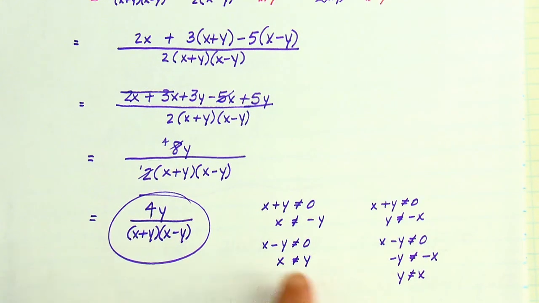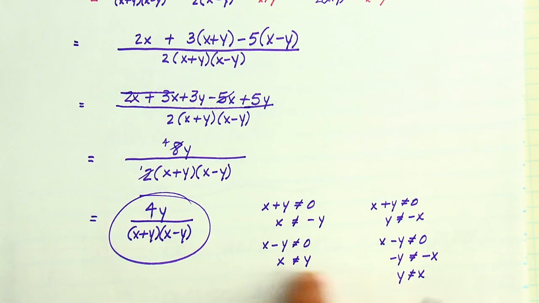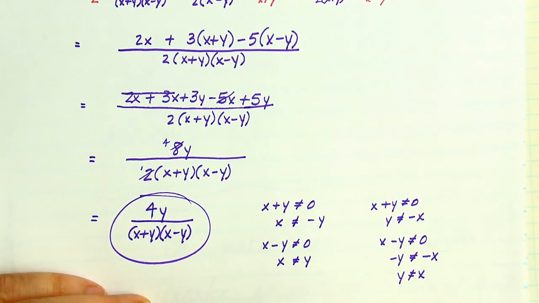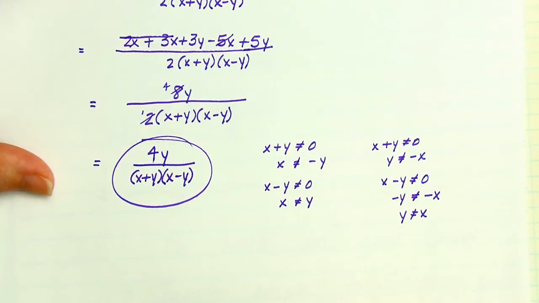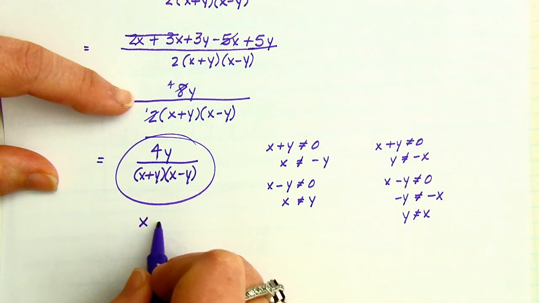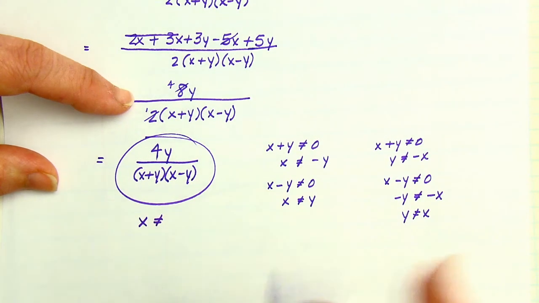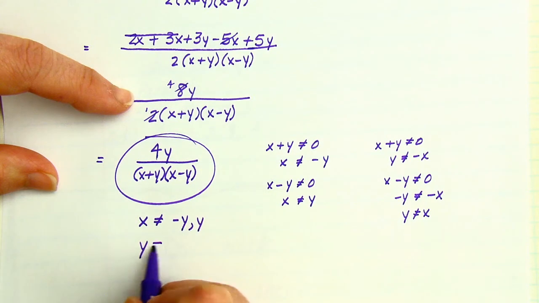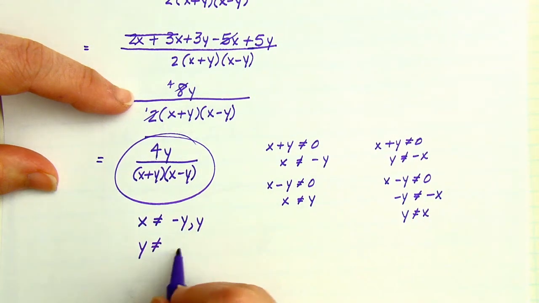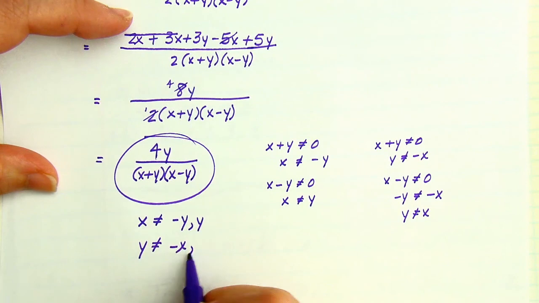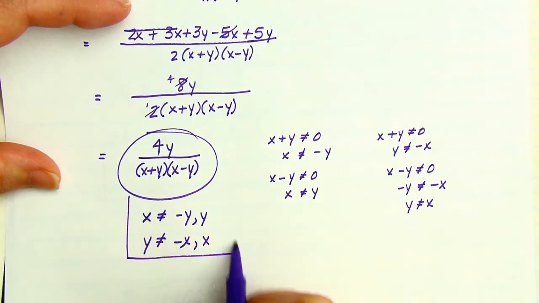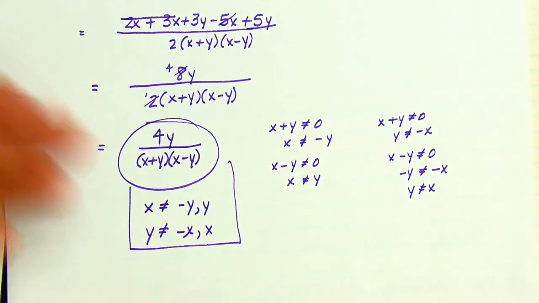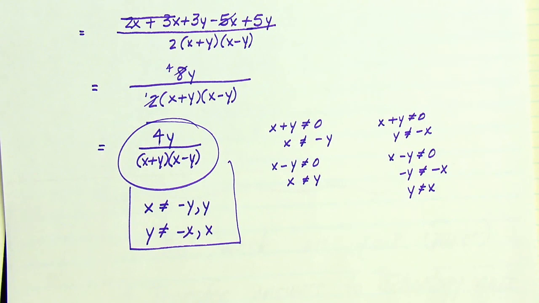So what do I got? These two really basically say the same thing, right? But we're going to write it as x and y because it's two variables. X cannot equal, what can x equal? It can't equal negative y, and it can't equal y. What can't y equal? Well, y can't equal negative x, and y can't equal x. Okay, this is part of the answer. Again, because the x's and the y's aren't actual integer values, we're not going to write a domain for that one.